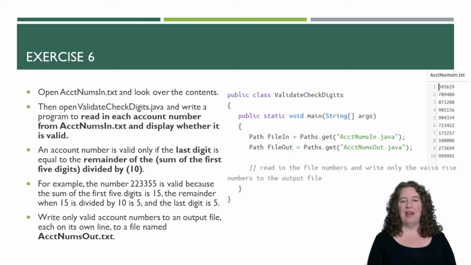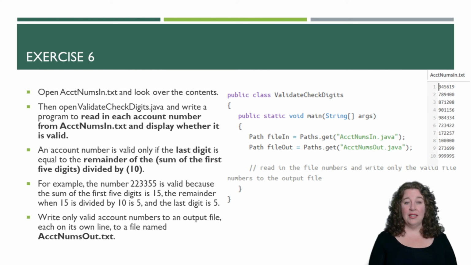Then you're going to validate those numbers by writing a program that reads in each account number and displays whether it is valid or not. Whether or not it is valid is determined by if the last digit is equal to the remainder of the sum of the first 5 digits divided by 10. Yes, that's a lot of math. You can do this.